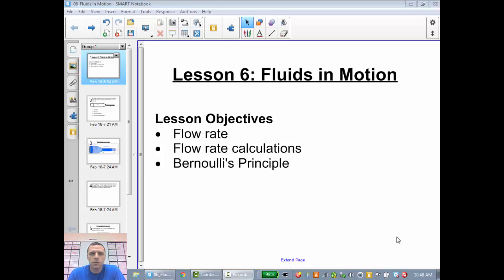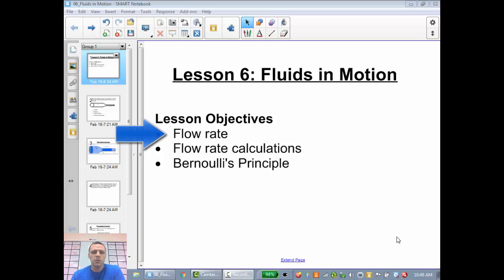Hello everyone, welcome to lesson 6 in the fluids chapter. In this lesson we're going to change things up a little bit and talk about fluids in motion. For the previous 5 lessons of the chapter, we've always looked at fluids that are stationary and the pressure that's involved with them, and when things can sink and float, and buoyant force. But here we're going to set the fluids in motion.